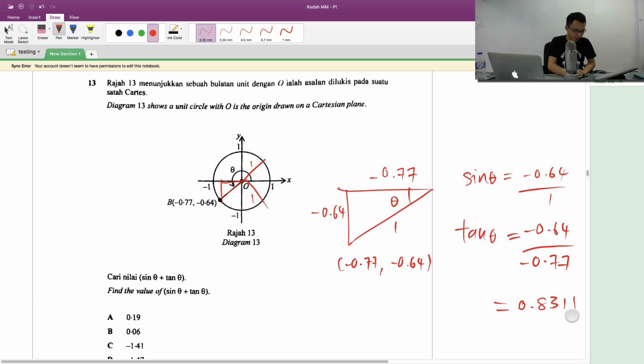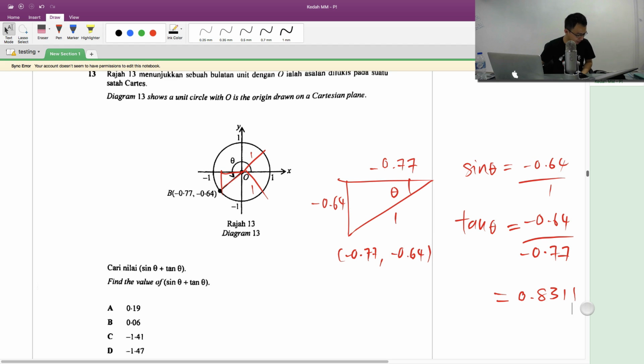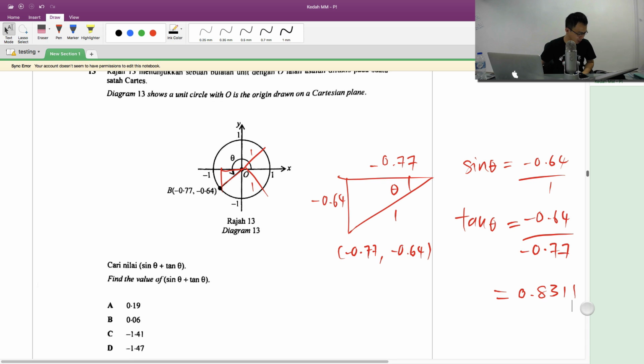So I will add both together. This answer plus negative 0.64. So I actually get the answer is 0.191. There's something wrong here. Tangent is OA, isn't it? OH. Sine angle plus. Because I actually get the answer, let me press again, 0.64 divided by 0.64 divide, oh, I pressed 67, I guess I pressed something wrong.